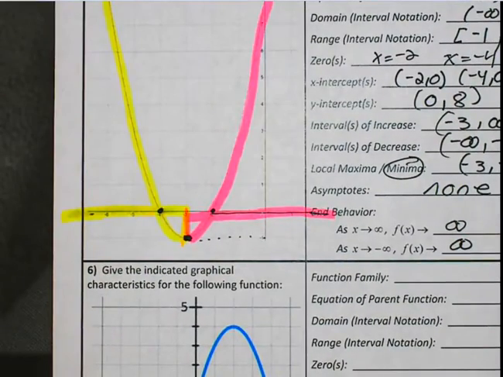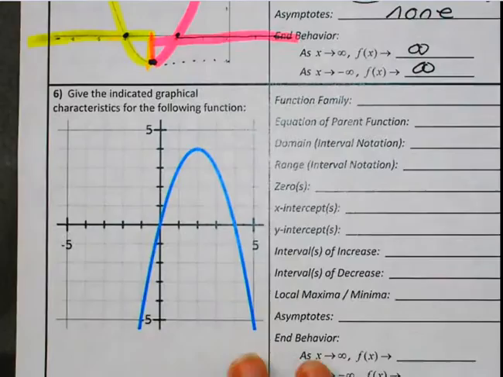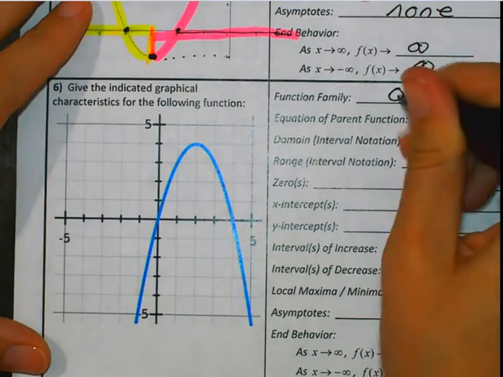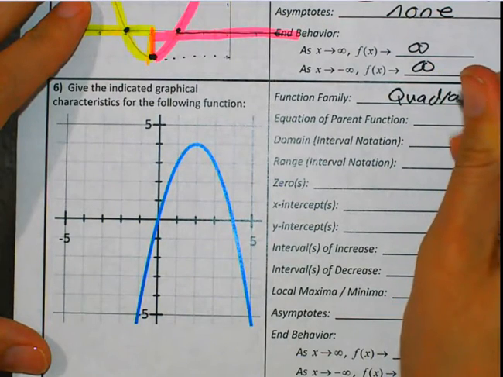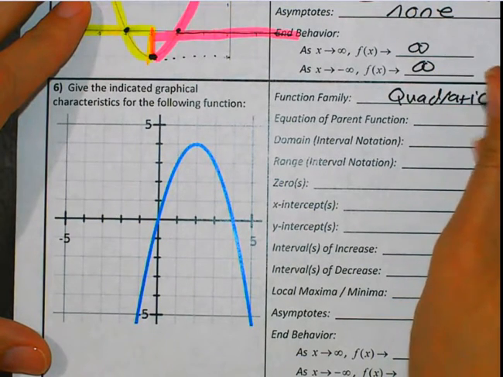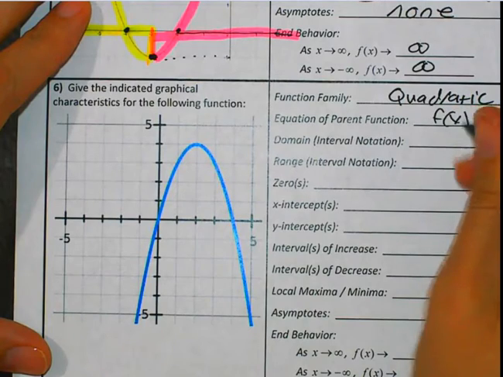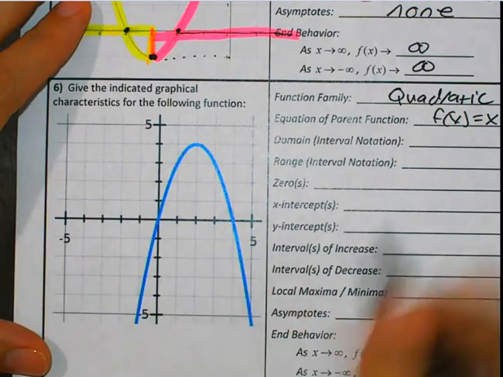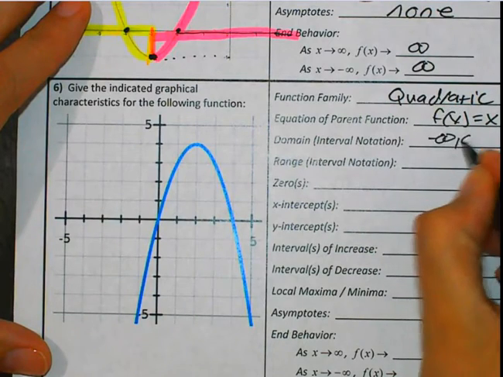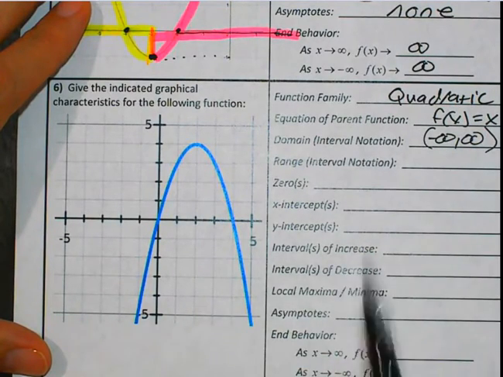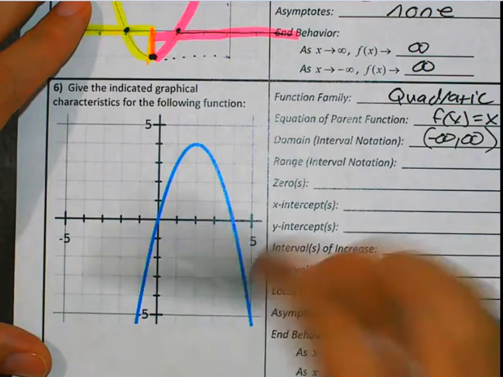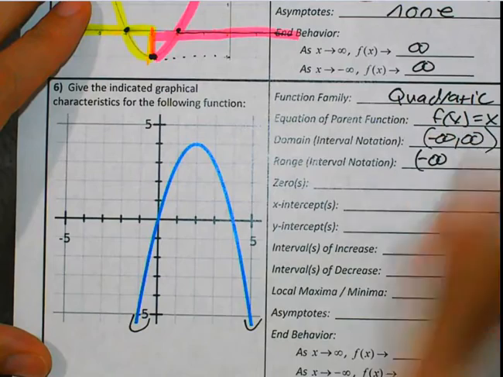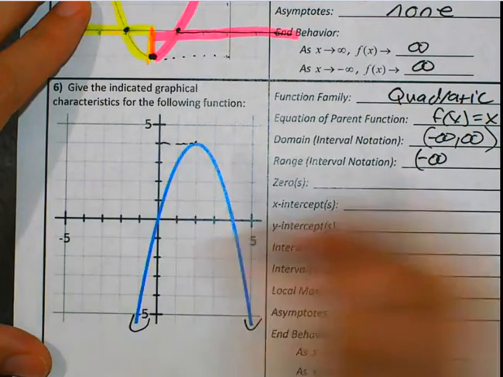Okay? So let's look at one more with the graphical characteristics. Same thing. We see that it's a U shape. It's quadratic. Parent function. Equation. Domain, again, -infinity to +infinity. Range. This one, notice that the graph is pointing down, so I'm at -infinity, and I stop here at this value, which is +4.